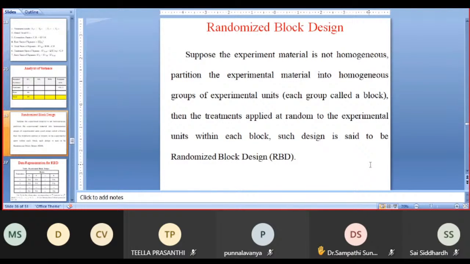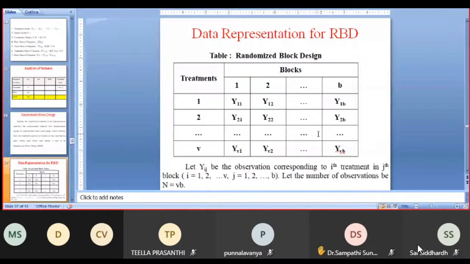In the completely randomized design, there is no blocking concept. In randomized block design, the blocking concept is involved. Because of the non-homogeneity, we are applying the treatments to individual units. Then I am studying the effect of nitrogen, phosphorus, and calcium on these, and collecting the yields, and I am arranging them: treatment one, treatment two, and so on, the treatments that are applied in the first block, second block, third block, or B block.